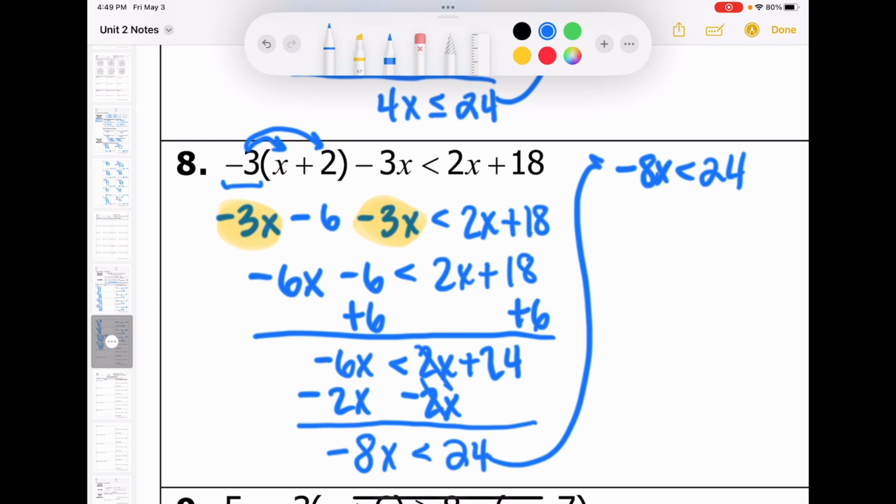Then I ran out of room, so I'm going to finish writing it at the top. And then my last step is to divide by a negative 8. And since I am dividing by a negative number, my inequality sign has to flip to greater than. So I'm going to have x is greater than negative 3.